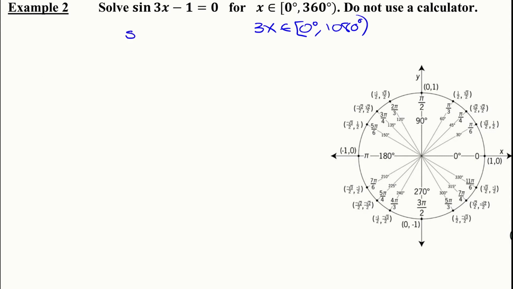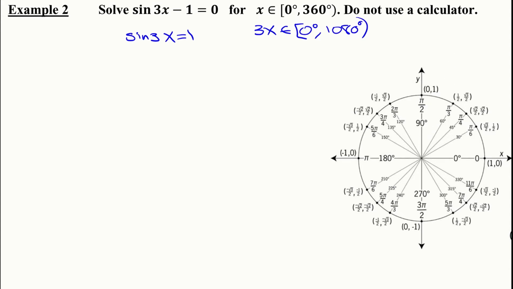Let's solve it for sine 3x. So we get sine 3x equals 1. So we're looking for locations where the sine is 1. And we know sine is the y value. So we know the first value is going to be right here at 90 degrees. So 3x can be 90 degrees. Now notice that we're not going to find another place where the sine is 1 until we go a full circle around. So 90 plus 360, that'll bring us to 450.